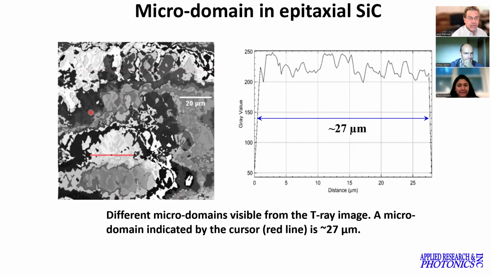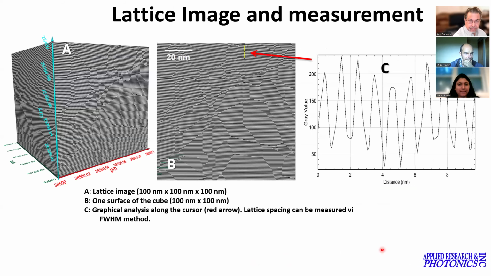This is the domain information, and then this is the lattice image of silicon carbide, from which we can see that there are a lot of nanograins as well, and the polytyping. That means silicon carbide has a lot of different crystal structures, polymorphism. And that becomes an issue.